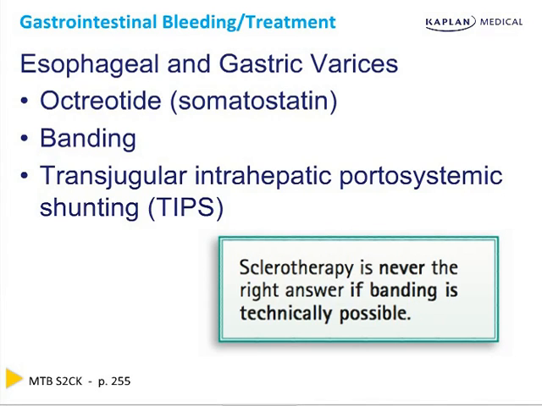Transjugular intrahepatic portosystemic shunting is used to decrease portal pressure in those who are not controlled by octreotide or banding. Propranolol is used to prevent subsequent episodes of bleeding. It's prophylaxis. It will do nothing for the current episode of bleeding.